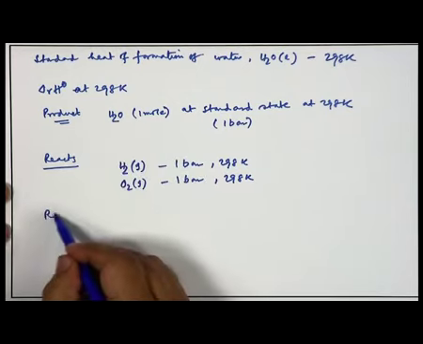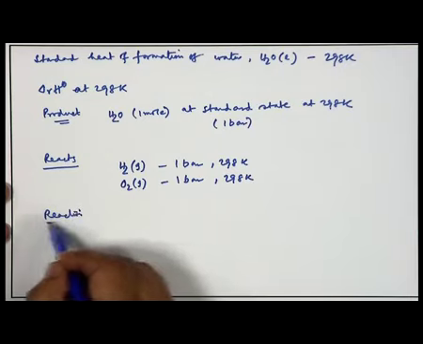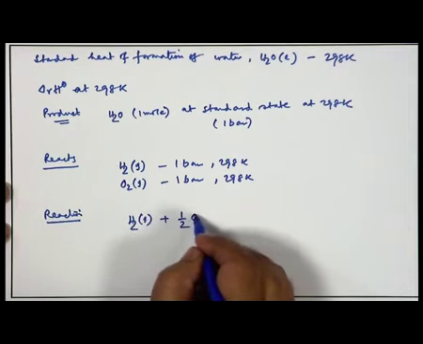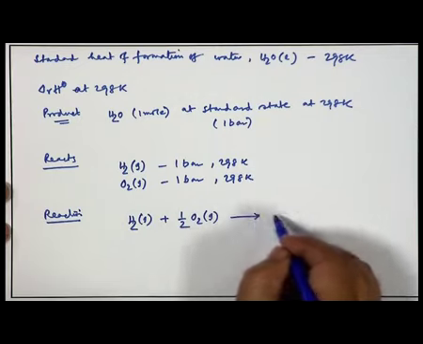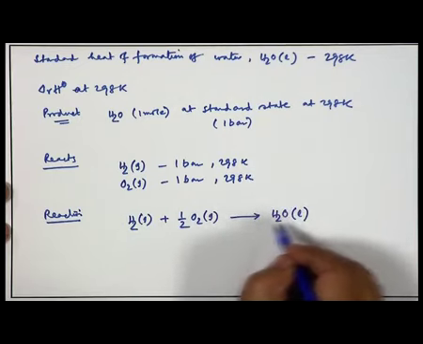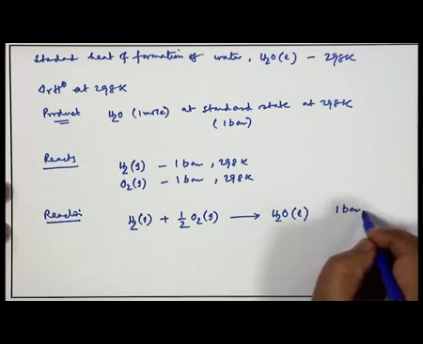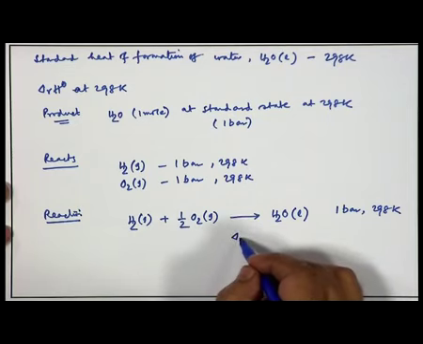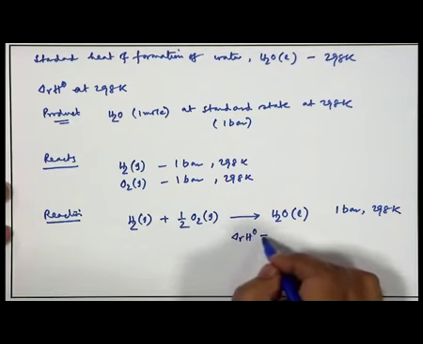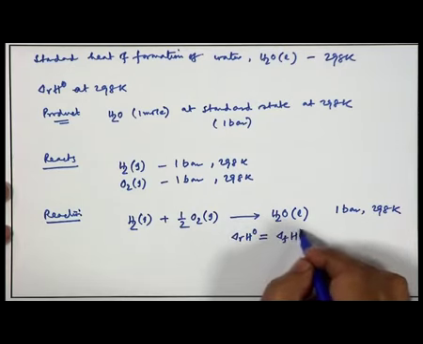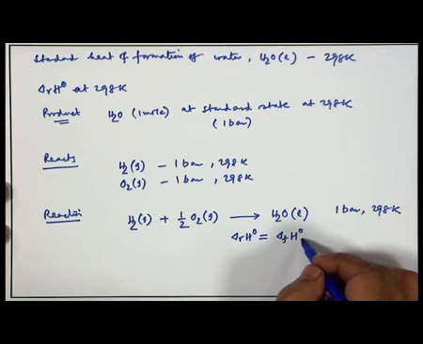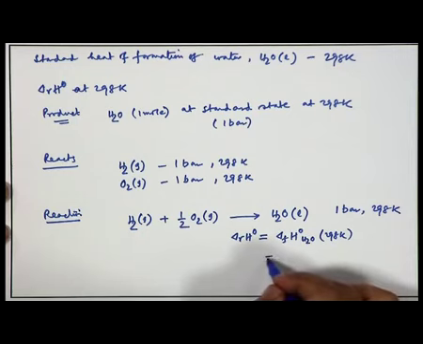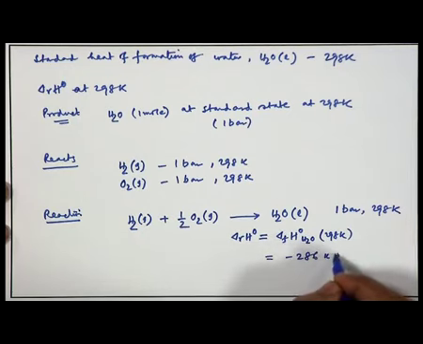So, the reaction would be H2 gas plus half O2 giving rise to H2O liquid. These are all at 1 bar pressure, standard pressure, 298 K. And the value for heat of reaction for this particular reaction, according to our definition, for water at 298 K is minus 286 kilojoule per mole.